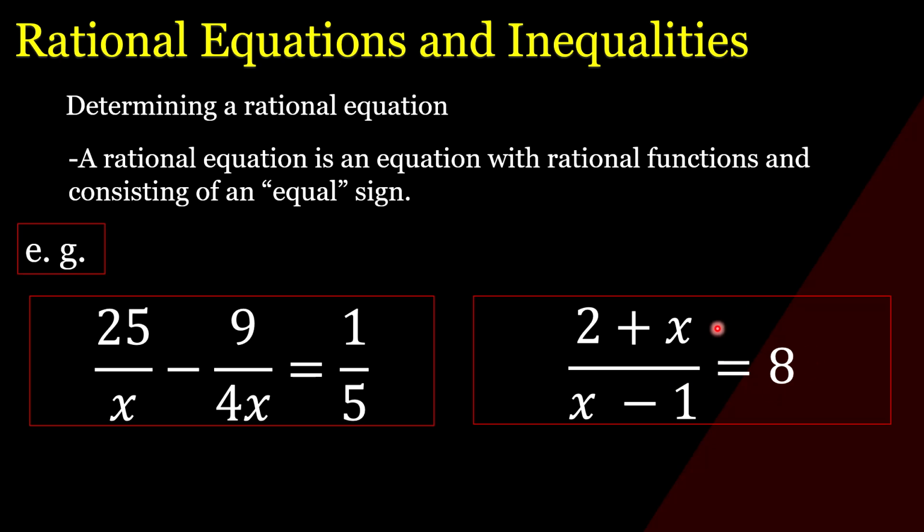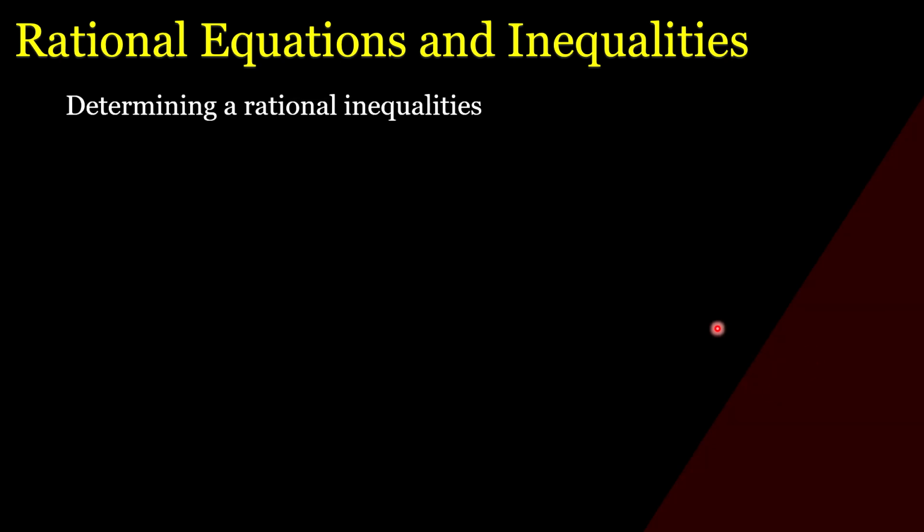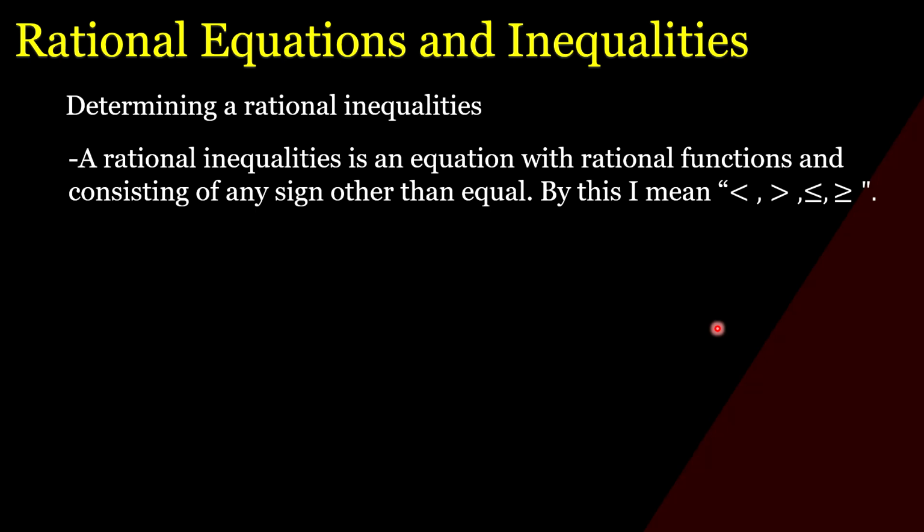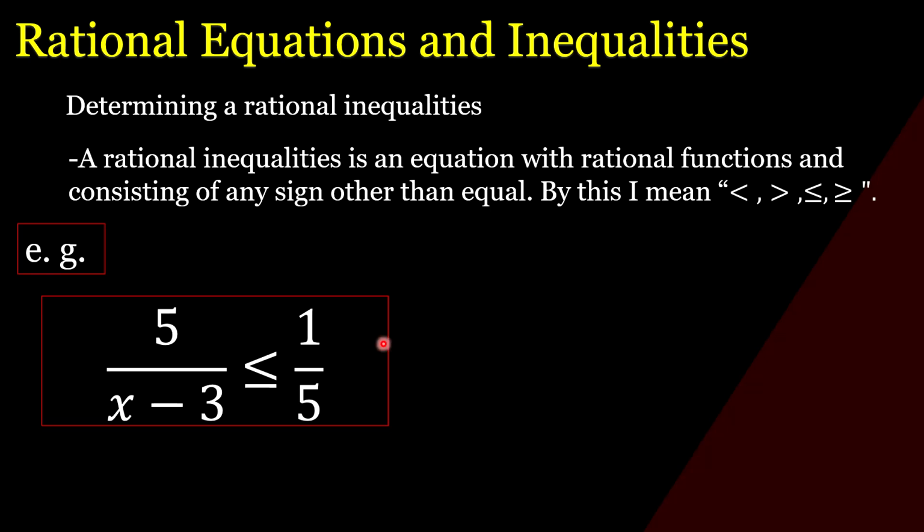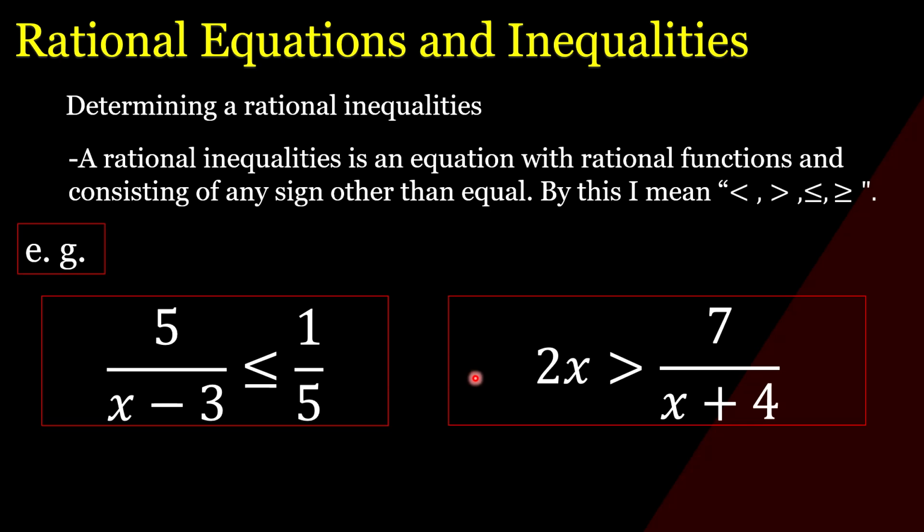So, yan yung clue. So, dito naman tayo sa rational inequality. Rational inequality is an equation with rational functions and consisting of any sign other than equal. By this, I mean less than, greater than, less than equal, and greater than equal. So, meron tayo dito example ng mga rational inequality. So, 5 over x minus 3 is less than equal to 1 over 5. And 2x is greater than 7 over x plus 4. So, pare silang walang equal. Meron silang inequality, kaya naging rational inequalities.